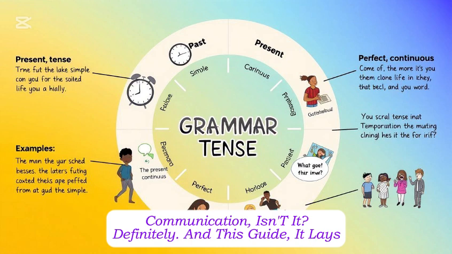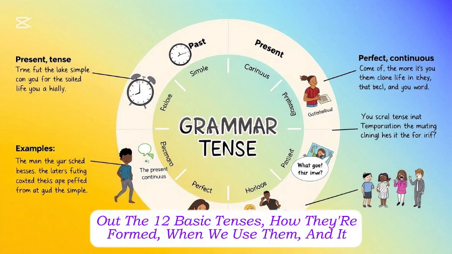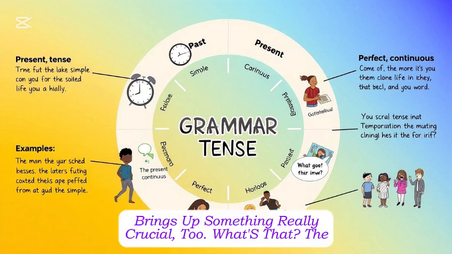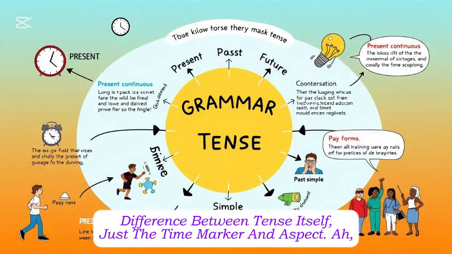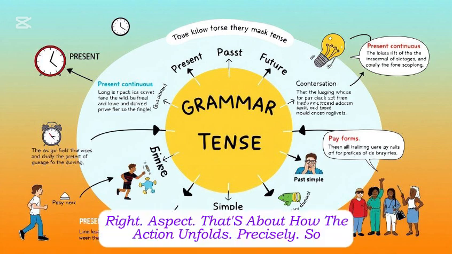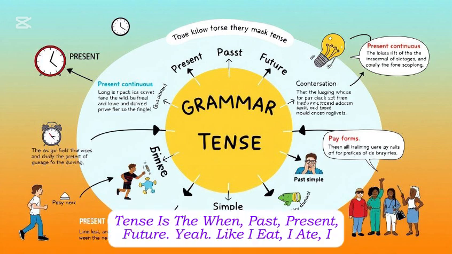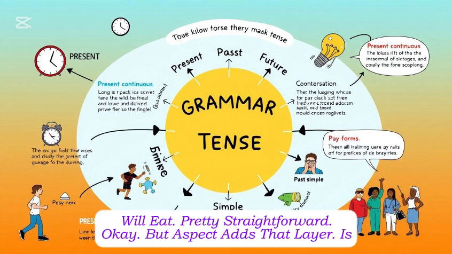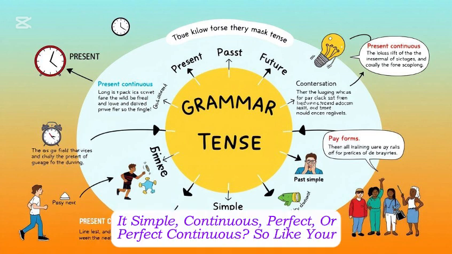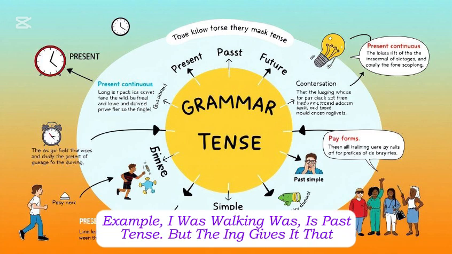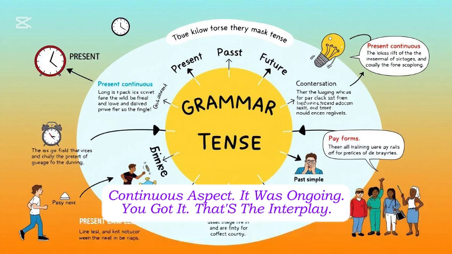Definitely. And this guide lays out the 12 basic tenses, how they're formed, when we use them, and it brings up something really crucial too. What's that? The difference between tense itself, just the time marker, and aspect. Aspect is about how the action unfolds. Precisely. Tense is the when: past, present, future. Like I eat, I ate, I will eat. Pretty straightforward. But aspect adds that layer: is it simple, continuous, perfect, or perfect continuous? So like your example, I was walking is past tense, but the -ing gives it that continuous aspect. It was ongoing. You got it.